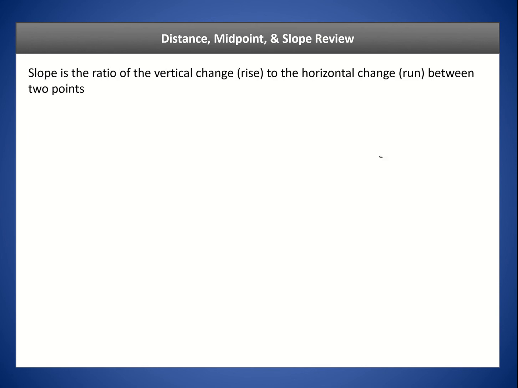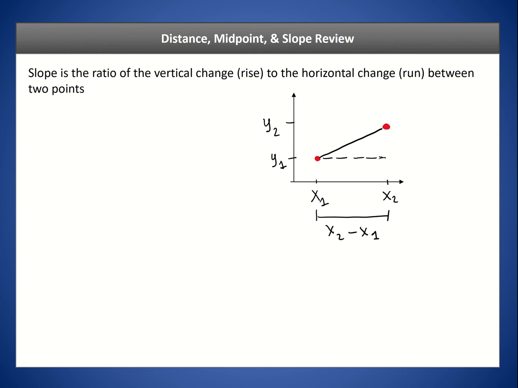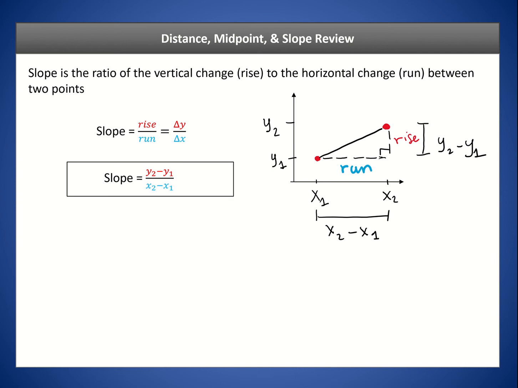The slope is the ratio of the vertical change, or the rise, to the horizontal change, or the run, between the 2 points. So if I take the example that I showed earlier, the horizontal distance, which remember is x2 minus x1, and the vertical distance, or the rise, y2 minus y1. The slope is rise over run, which is the same thing as change in y over change in x, the distance in the y and the distance in the x. So the rise is y2 minus y1, the run is x2 minus x1, and there's my slope formula.